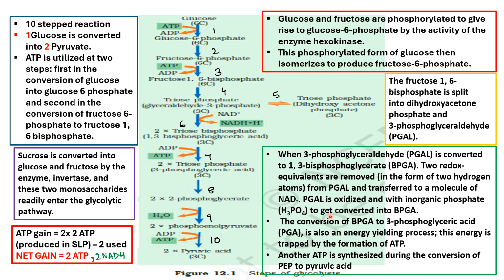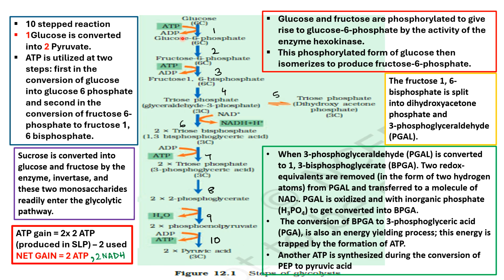This is the schematic representation for glycolysis, and as you can see, we have 10 steps here. So glycolysis is a 10-step reaction, and in this, one molecule of glucose is converted into two molecules of pyruvic acid or pyruvate, right?